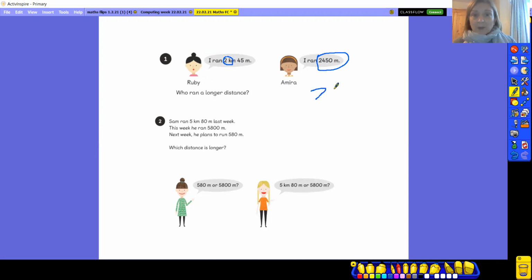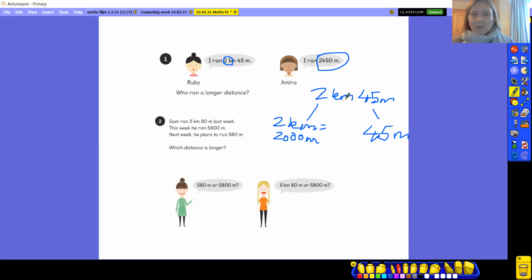So let's put it up here. We've got 2 kilometers and 45 meters. I have to excuse my writing. It's very hard to do that. I know I've got 45 meters here, and then I've got 2 km, which is equal to how many meters? 2,000. You didn't say 200, did you? No. Remember, there's 1,000 meters in a kilometer, and we know that because of the word kilo, which means 1,000.